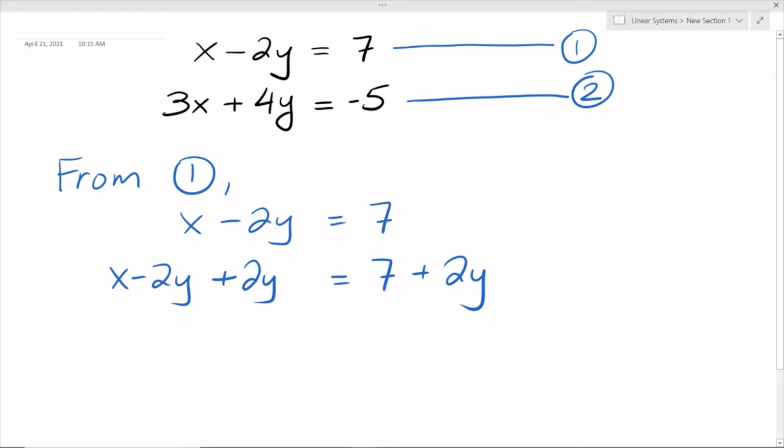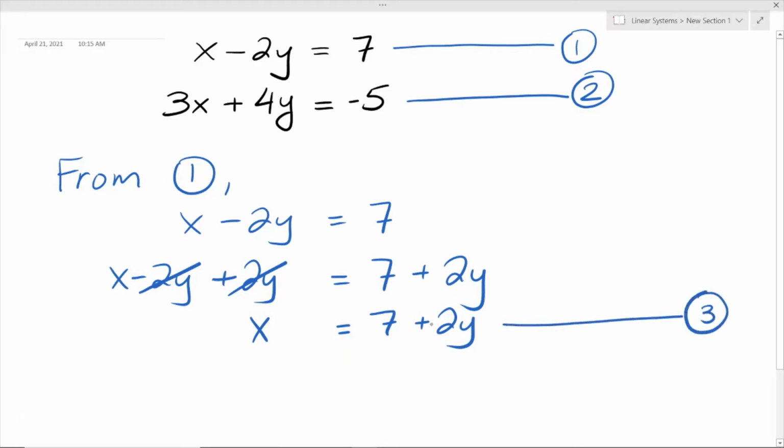Negative 2y plus 2y is just going to be 0, so these cancel, and we're left with x right here. So x is equal to 7 plus 2y. And there we have it, we got our x. Now we can label this as equation 3. And using this equation 3, we can plug equation 3 into equation 2.